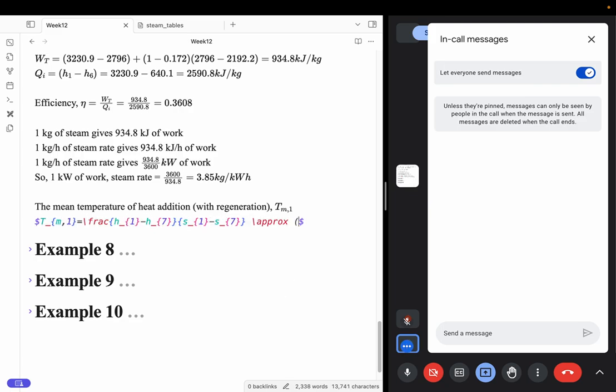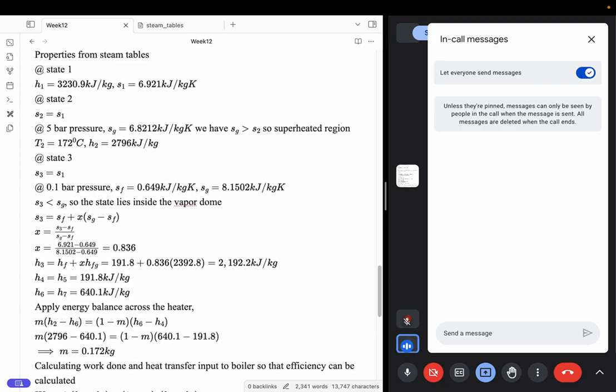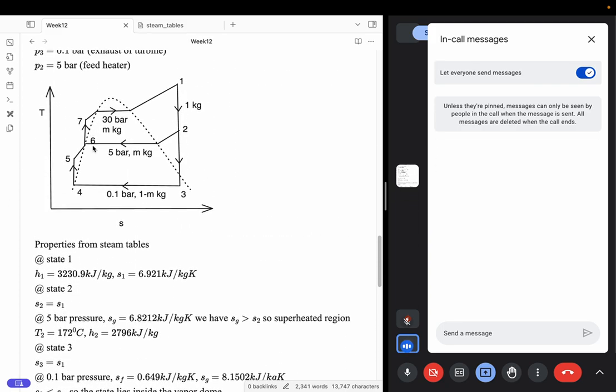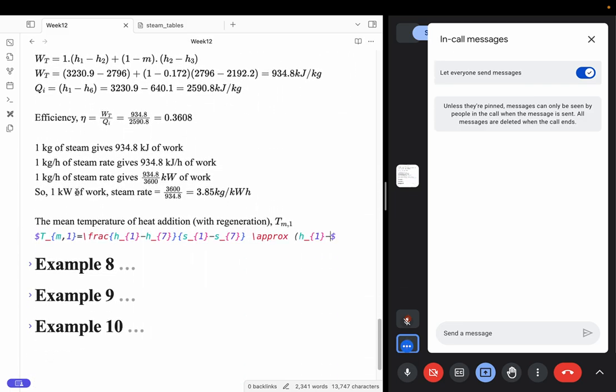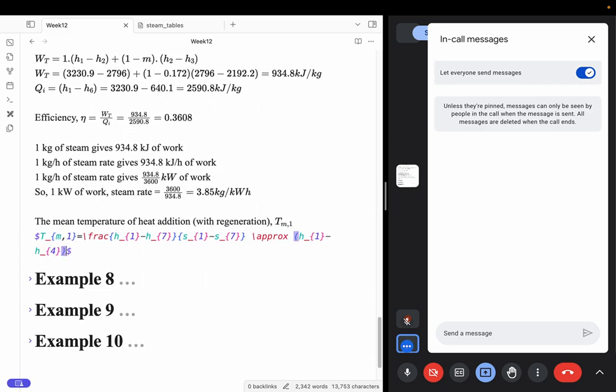I can write S1 minus S7, and this I can approximate with whatever values that we already have. So that is H1 minus, then a heat addition is happening. If we neglect all the pump works, then 7 will be equal to 6, 6 will be equal to 5, 5 will be equal to 4. So I'll just write directly H4 divided by your S1 minus S4. I already have all these property values, so I can directly substitute them.